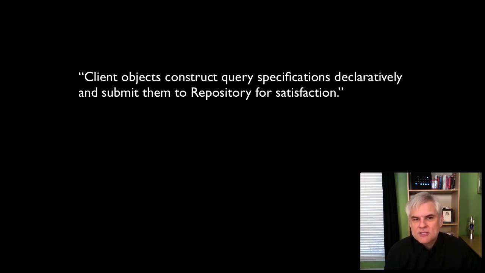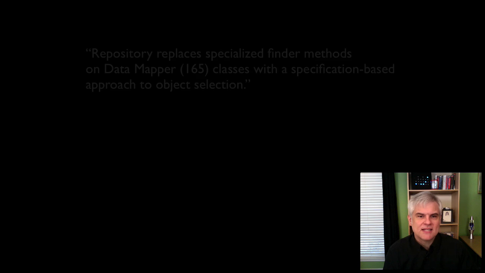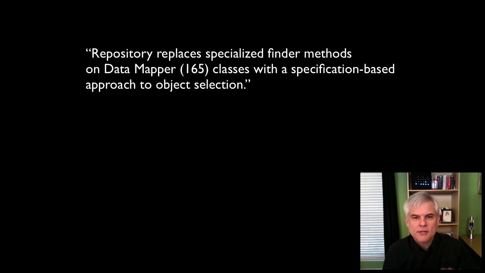So how does one go about encapsulating query construction in the repository? Well, as the old saying goes, the devil's in the details. So, for example, Fowler explicitly states that the repository pattern involves a query object, or rather a criteria object. On page 323 of his book, he says the following. Client objects construct query specifications declaratively and submit them to the repository for satisfaction. Then later he says, repository replaces specialized finder methods on data mapper classes with a specification-based approach to object selection.